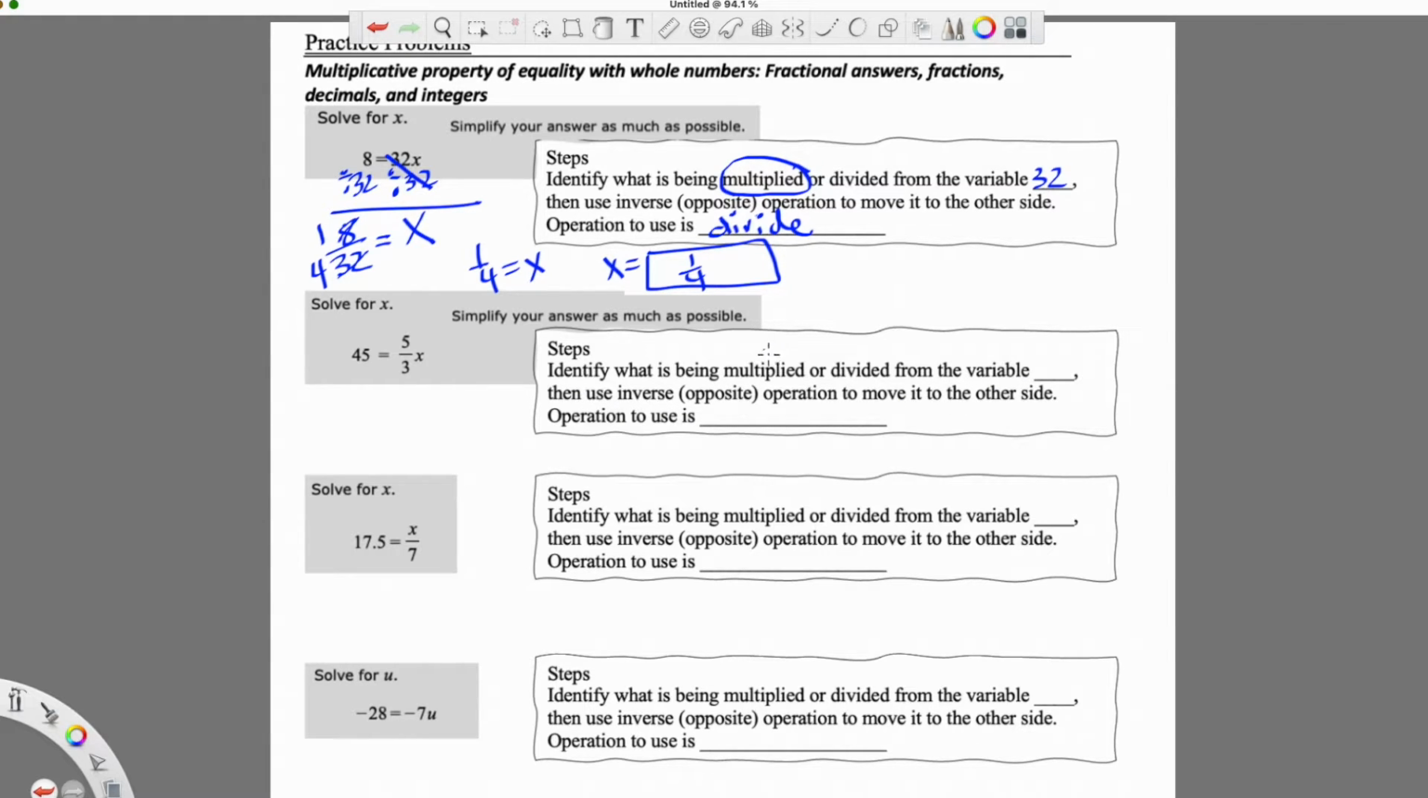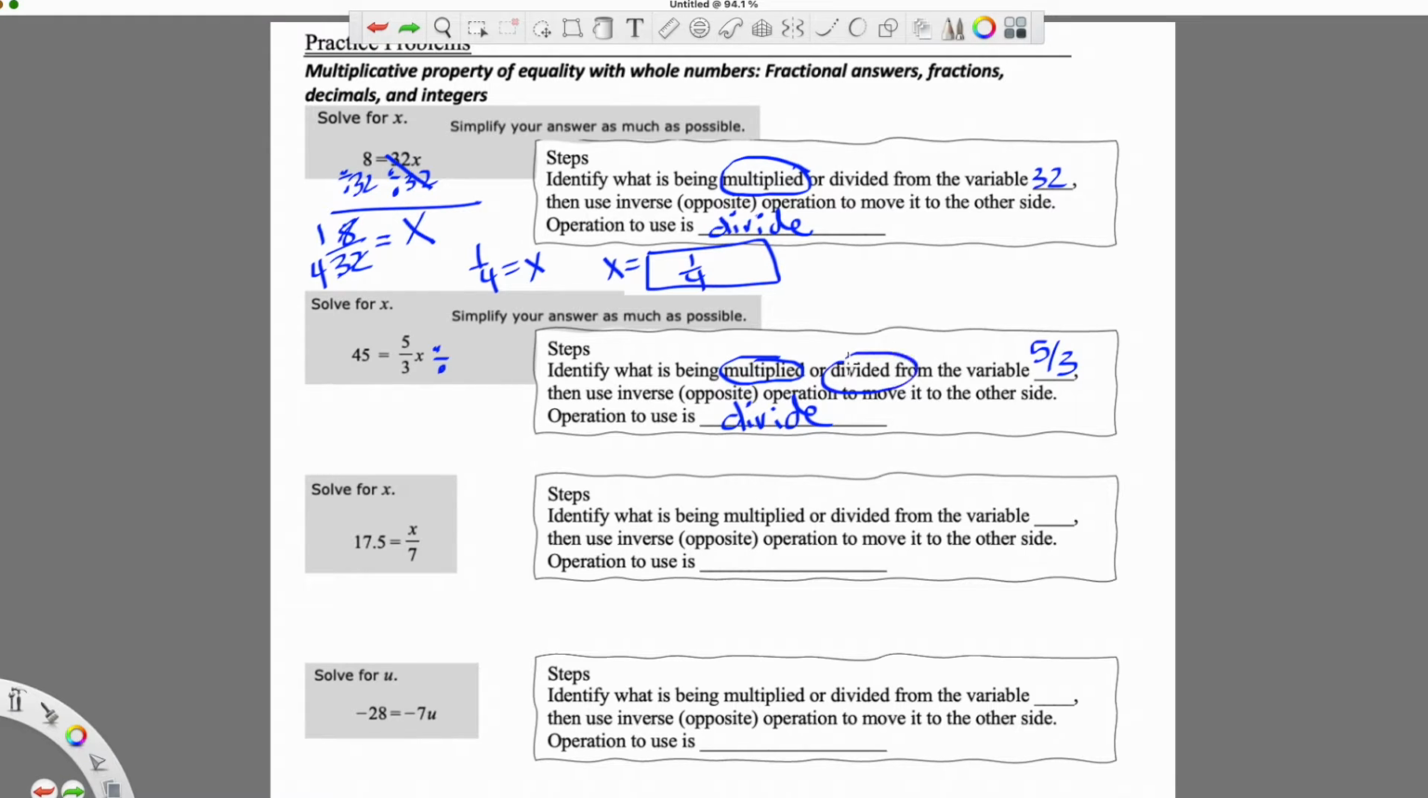All right, so the next one here, we have 45 equals 5/3 x. So we're going to identify what's being multiplied or divided from the variable. So we're multiplying. We're kind of doing both, actually, because that's what a fraction represents. But we're going to say we're multiplying by 5/3. So we're going to do the opposite operation, which is to divide. So I'm going to divide both sides by the reciprocal.